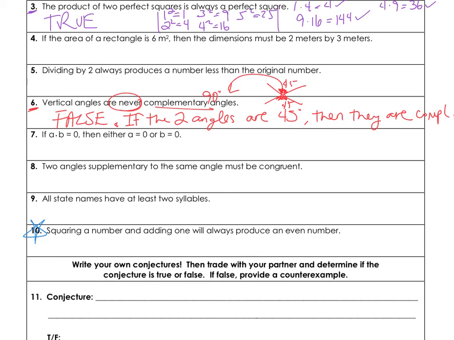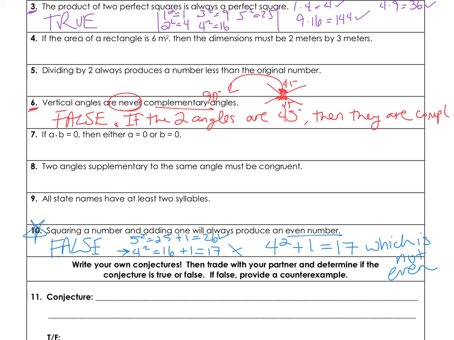Let's try some. If we had 5 squared, that gives us 25, which then if we add 1, gives us 26. That is an even number. Okay, so that one works. But that was an odd number to begin with. So let's start with even. If we had 4 squared, that gives us 16. If I add 1, that equals 17. But is that always going to be an even number? No. So hopefully you put false, and this could be my counterexample right there. Put into more sentence form, we could say that 4 squared plus 1 equals 17, which is not an even number.